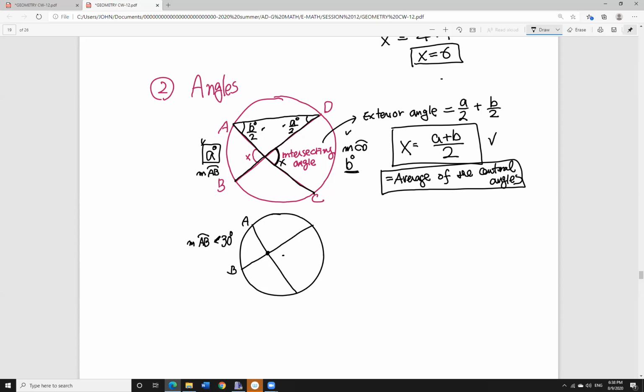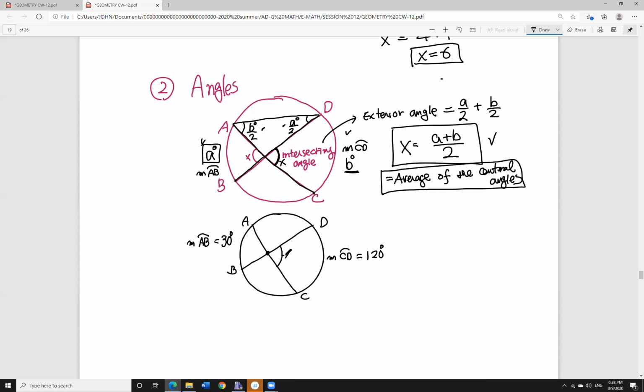Okay, the other angle is what? Measure of angle CD, right? Actually, that is the measure of angle CD equals 120 degrees, because this arc is longer than the other one, right? Around 4 times. There. So what is the measure of this angle?